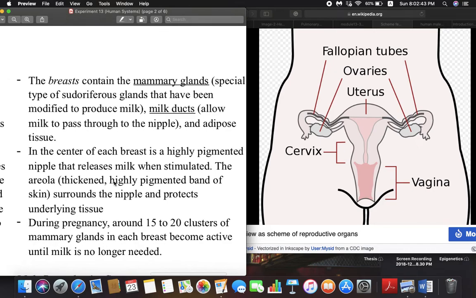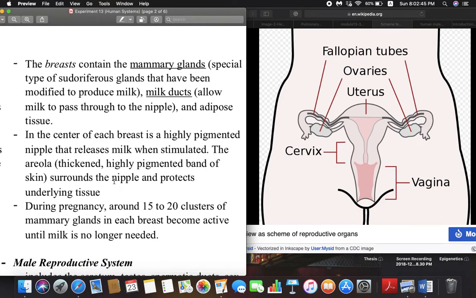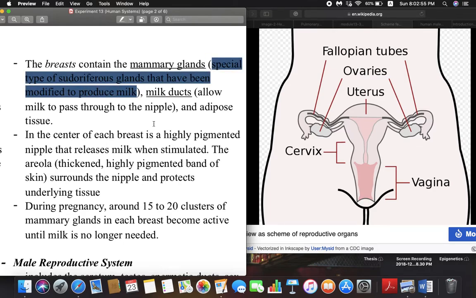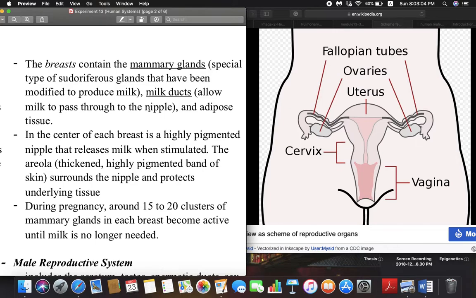The final thing we need to know about the female reproductive system are the breasts, and we need to know that the breasts contain the mammary glands. What are the mammary glands? They are a special type of sudoriferous glands that have been modified to produce milk. In addition to the mammary glands, we also have milk ducts, which allow milk to pass through to the nipple, and we have adipose tissue. So these are the three main components of the breasts.